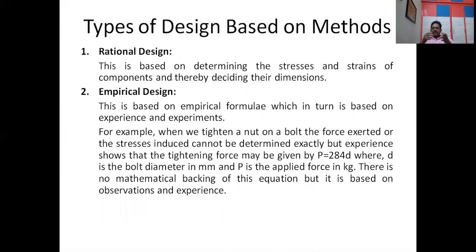So there is no mathematical background. How we get it, there is no proof that P equals 284D. We don't have any proof for that. But based on experience and observations, we came to the conclusion that P is nearly equal to 284D. This is called empirical design.